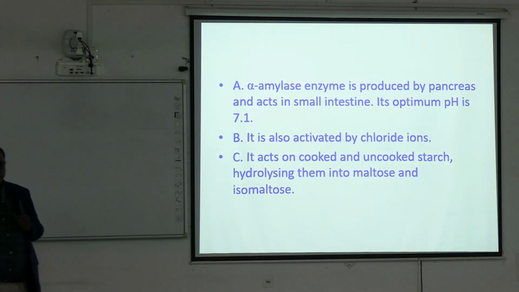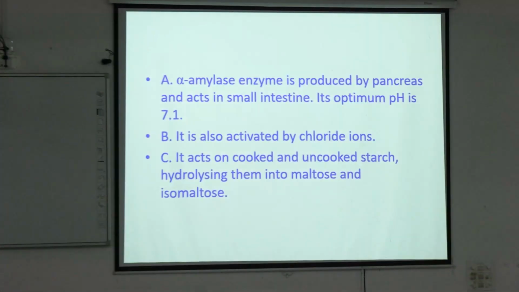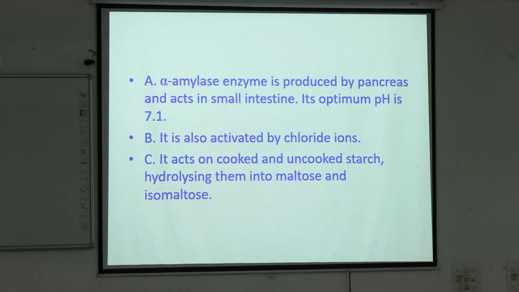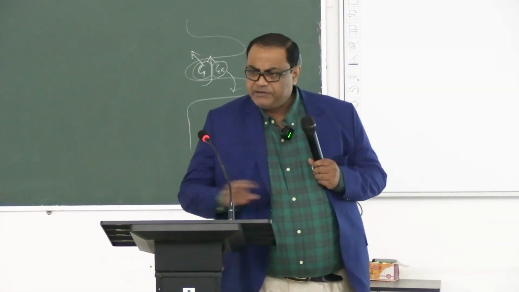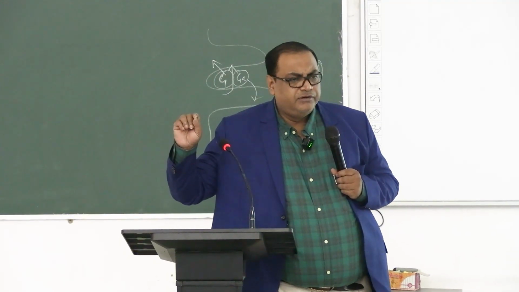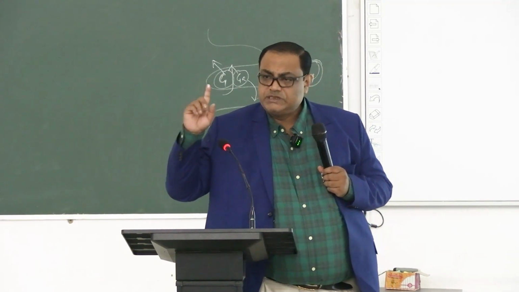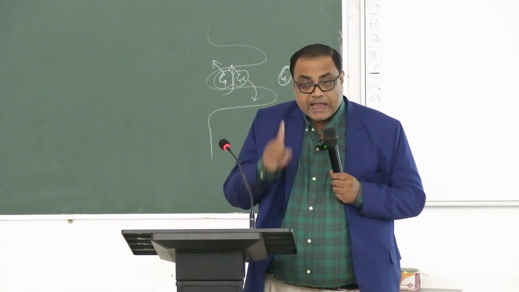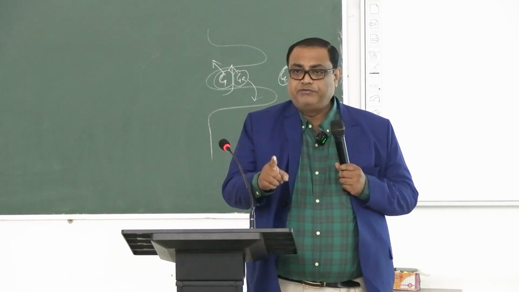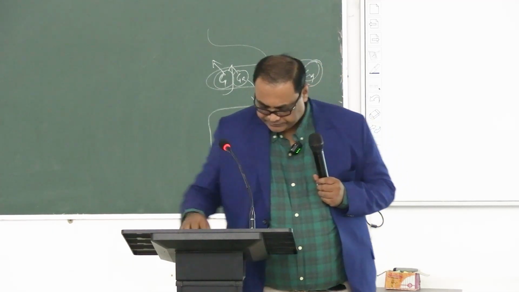Now, a few important points about chloride. The alpha amylase is activated by chloride ion. Remember, alpha amylase is activated by chloride ion. That's why a pinch of salt helps in digestion of carbohydrate more. We like to eat plain rice, but we need only a pinch of salt. That is for two reasons. One, chloride for activation of amylase, another, sodium for absorption of glucose. That we will see later.